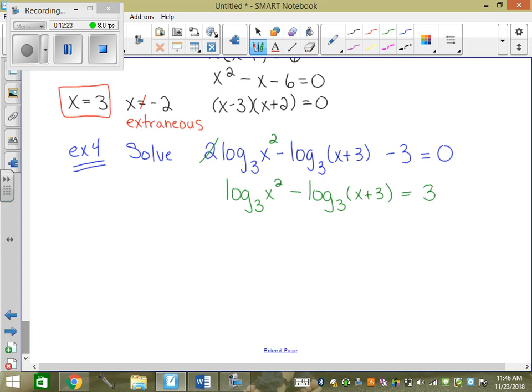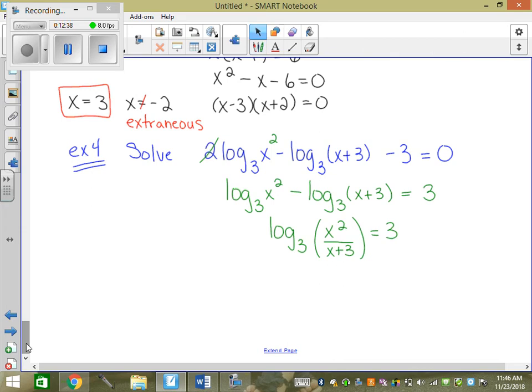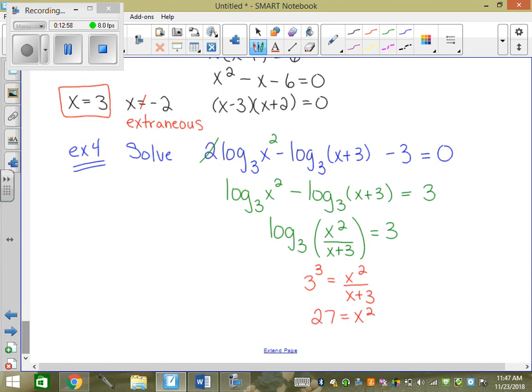With a negative 1 in between, what do we actually do then? Divide. So we get log base 3 of x squared over x plus 3 equals 3. And now what do I have to do? I don't just have all logs, so I can't say this equals this. What do I have to do when I have one log? Exponential form. So I'm going to get 3 to the 3 equals x squared over x plus 3, which is actually 27 equals x squared over x plus 3.